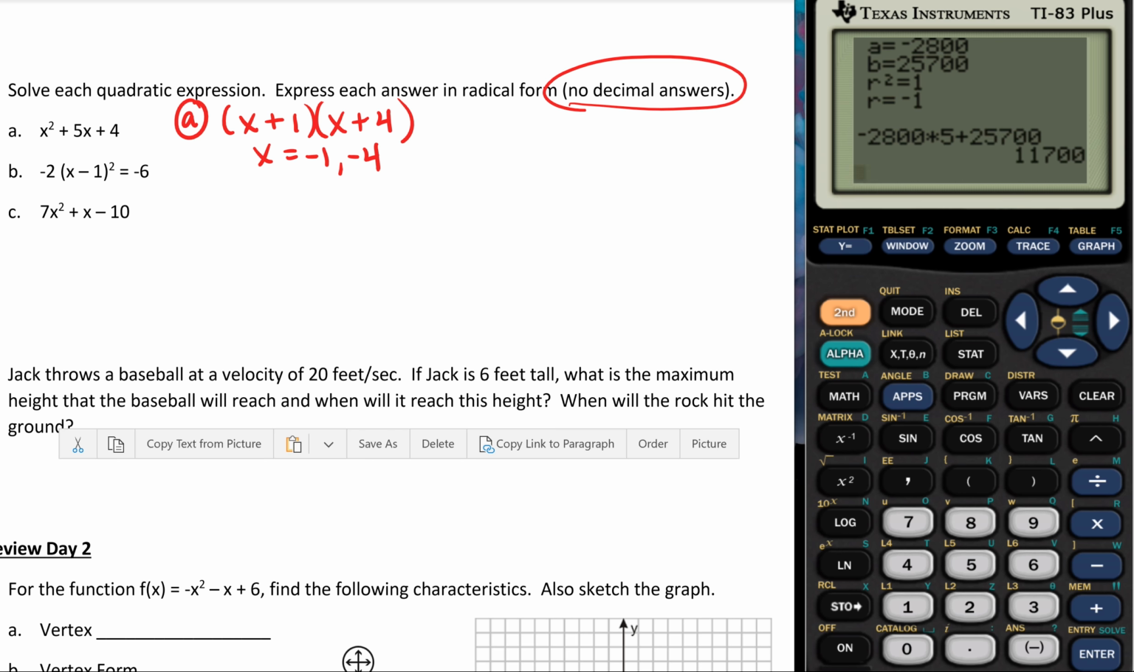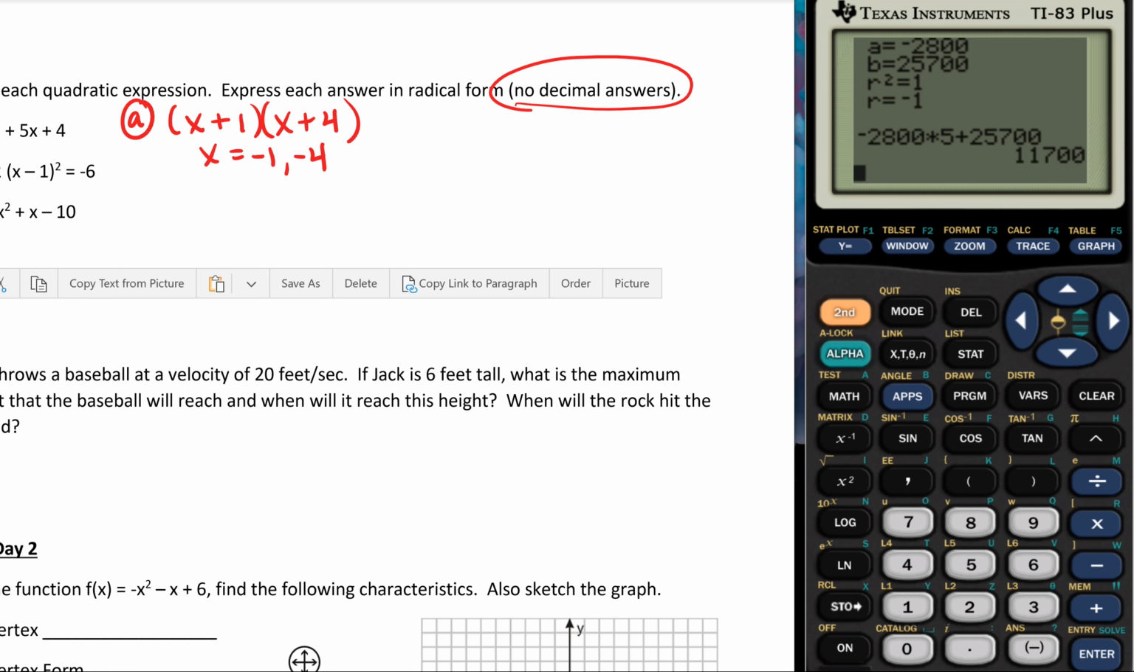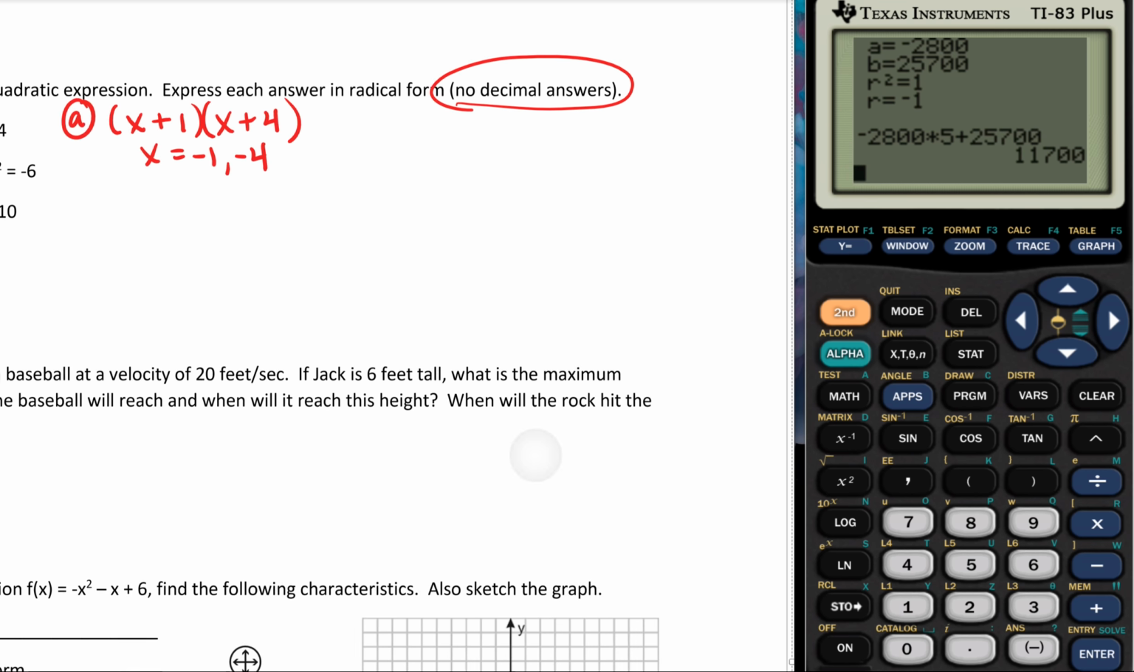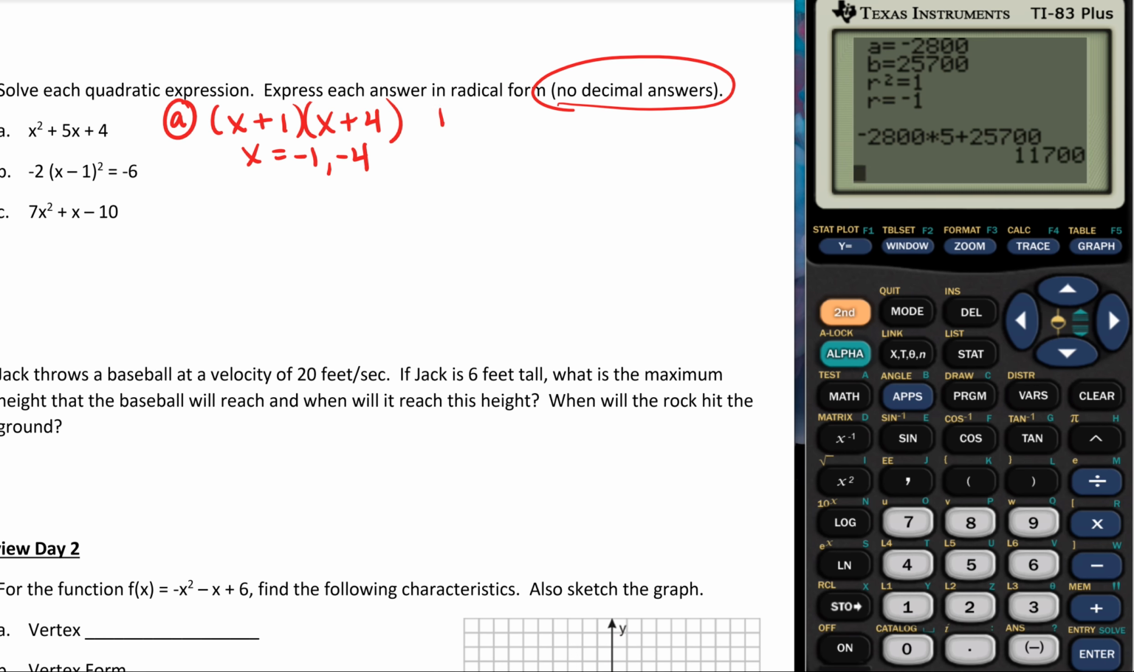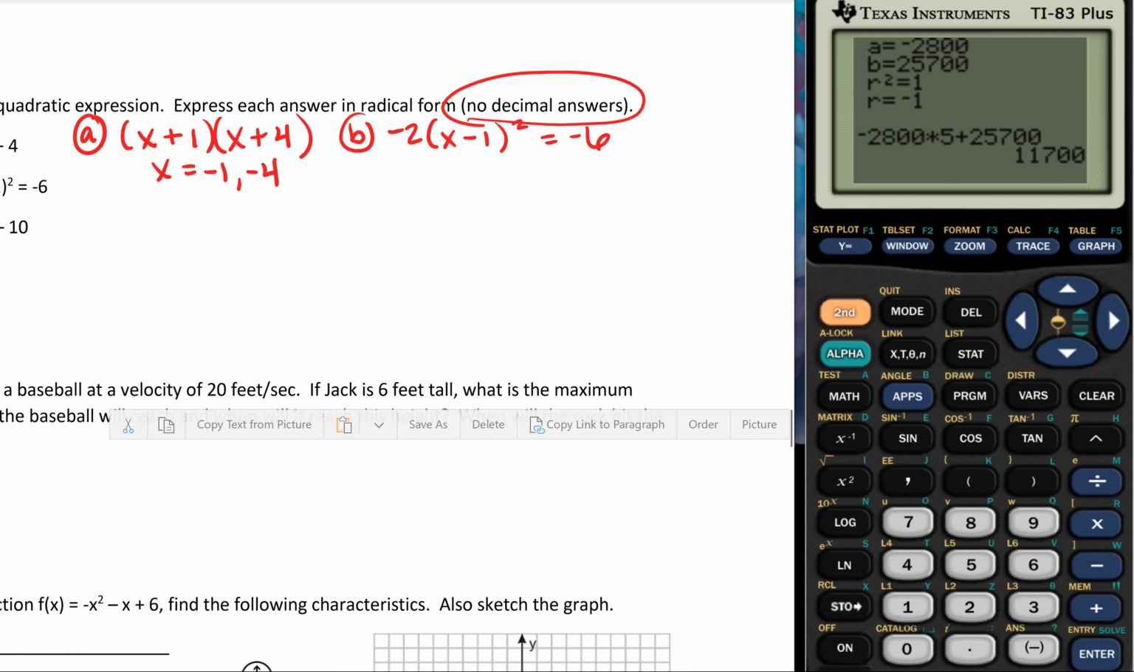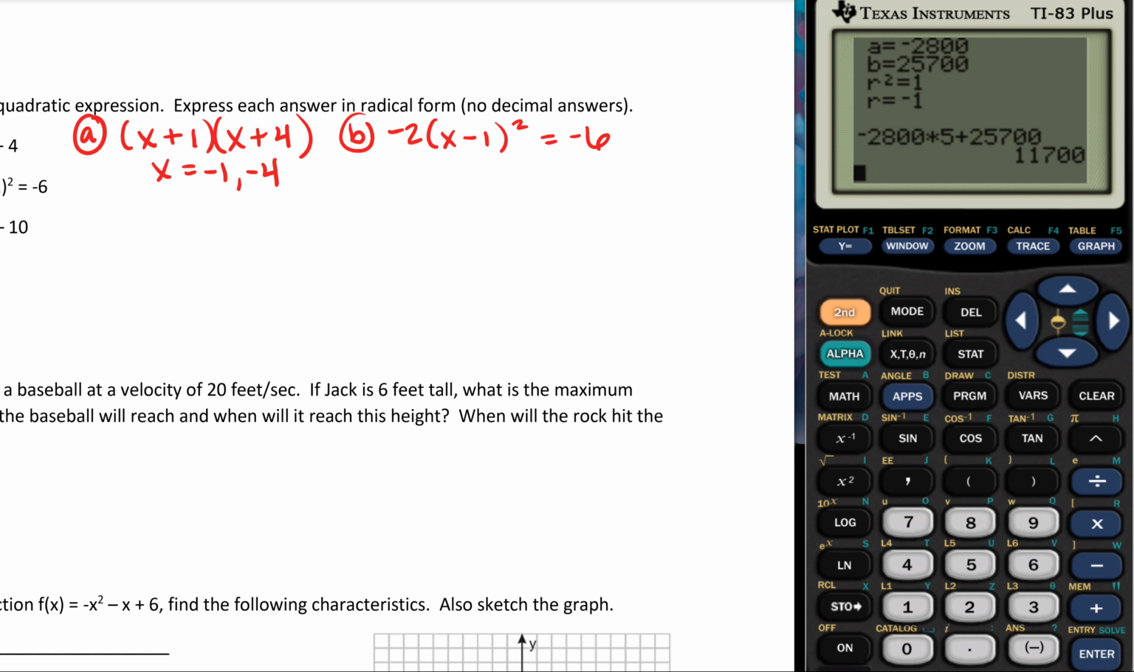B. Wow. B is a little more complex, but that's okay. I'm not scared of it. Sorry, guys. There it goes. Okay. All right, so B, I'm going to rewrite it over here. I have negative 2 times (x minus 1) squared equals negative 6. Instead of trying to multiply this all out, what I'm actually going to do is make it so that my square is by himself on one side and my value is by itself on the other side. So I'm going to actually divide by negative 2, so that I get (x minus 1) squared on one side, and negative 6 divided by negative 2, positive 3.